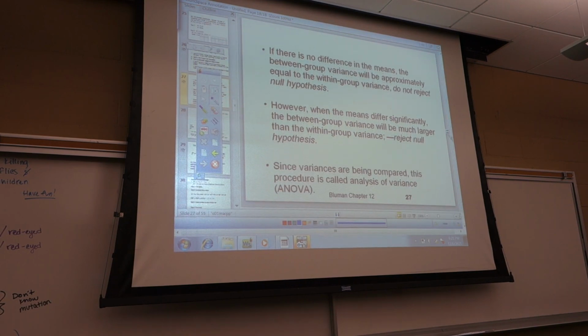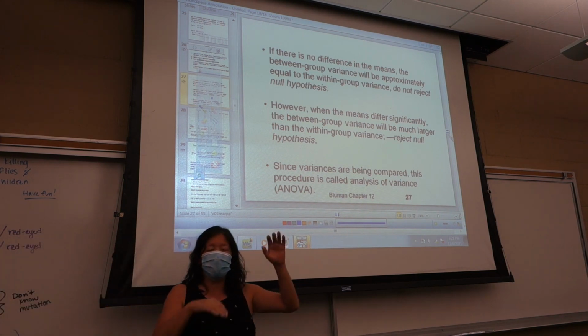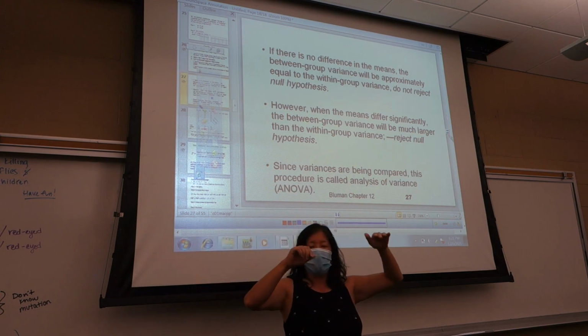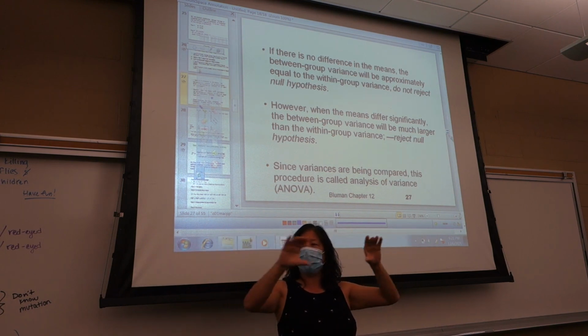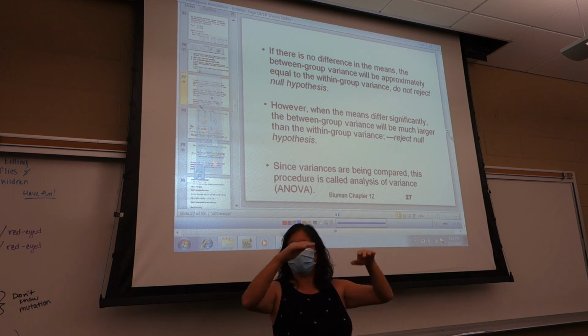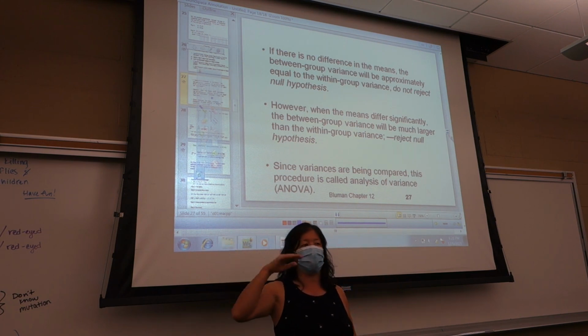Right, so what's being compared? I do want us to take a little look at what's being compared in ANOVA. We're comparing the variance between the groups to the variance within the groups. The idea being that if the groups all have the same mean, then the variance between the groups should be about the same as the variance within each group.